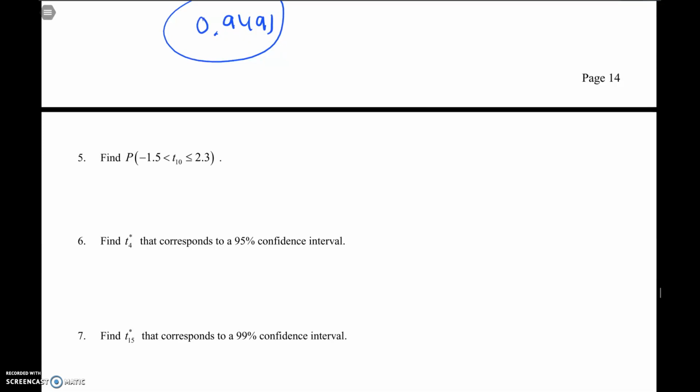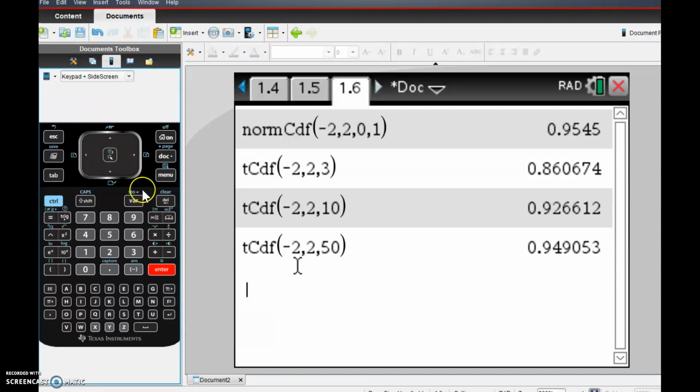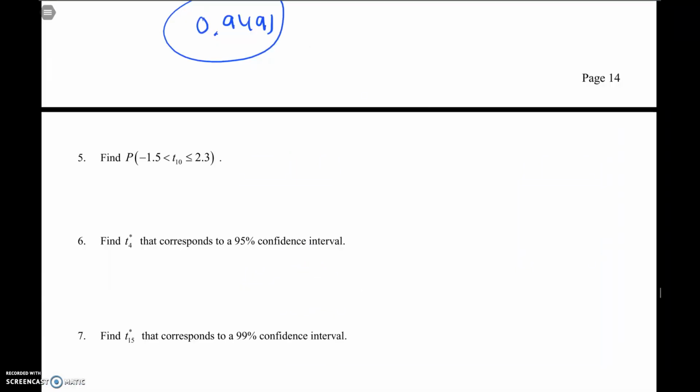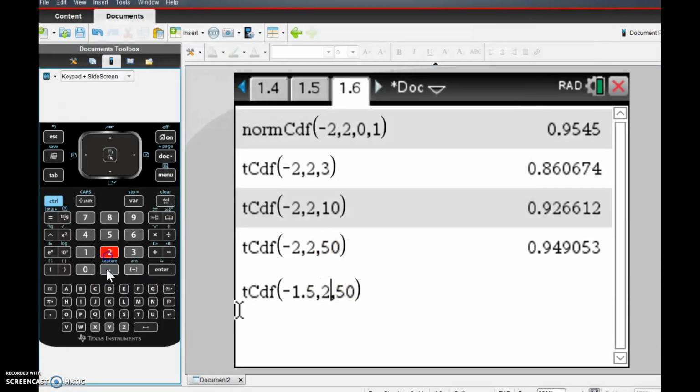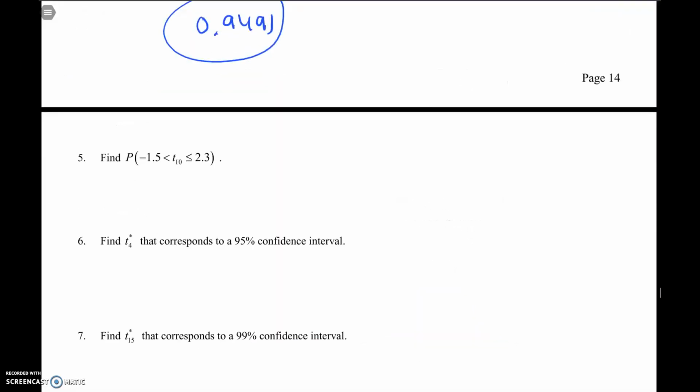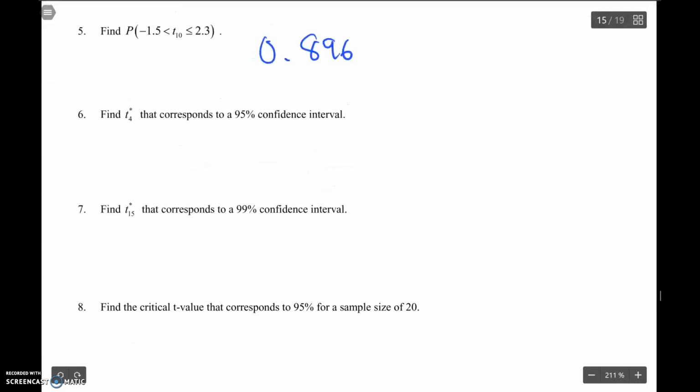Between negative 1.5 and 2.3 with 10 degrees of freedom. I don't know, that's kind of a weird question, but whatever, I guess. Negative 1.5 to, I don't remember what it was, 2.3 with 10 degrees of freedom. 0.896. Okay, good.